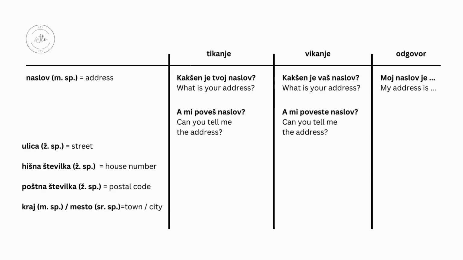Naslov. If you use tikanje, you can ask, kakšen je tvoj naslov? Or you can also ask, a mi poveš naslov? If you use vikanje, you can ask, kakšen je vaš naslov? Or you can also ask, a mi poveste naslov? And then you can reply, moj naslov je.